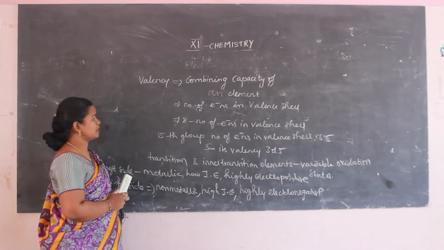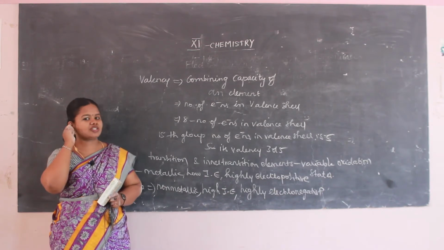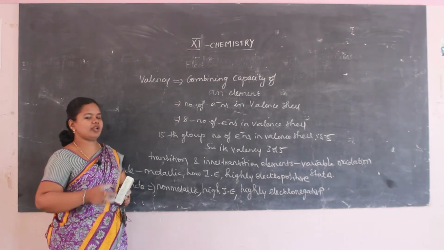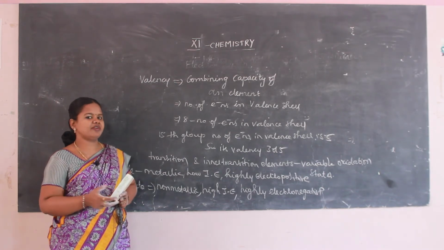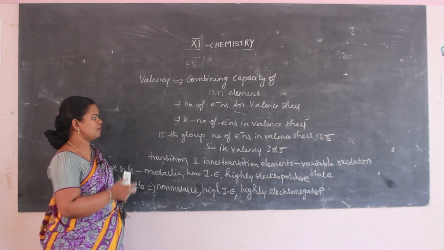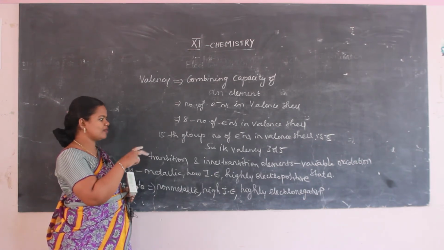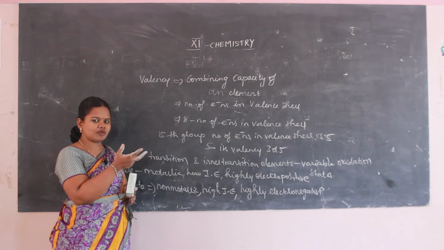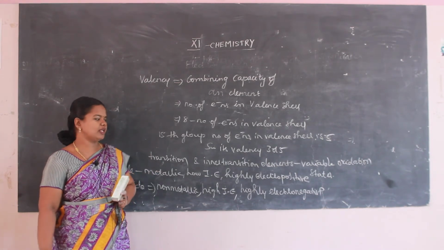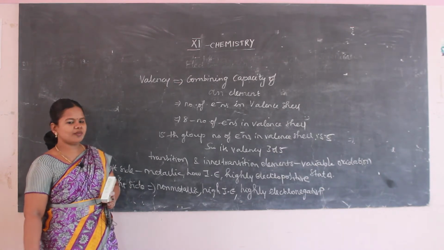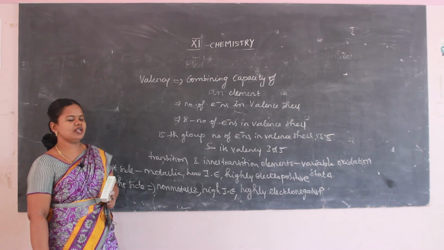Valency is nothing but the combining capacity of an element, or the number of electrons in the valence shell, or 8 minus the number of electrons in the valence shell. These are some other definitions for valency. For the 15th group the number of electrons in the valence shell is 5, so the valency will be 3 or 5, or their oxidation state will be 3 or 5. So the 15th group elements have variable oxidation states. Similarly, transition and inner transition elements have variable oxidation states.